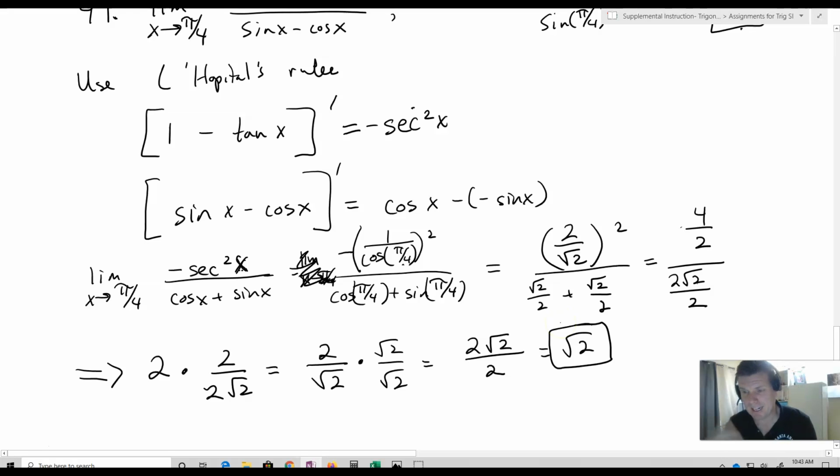Sorry about that. Like I said, just be careful. And it's negative. Ugh. Okay. Yes, that is negative, excuse me. And then finally, it's going to be negative root 2 over 2.